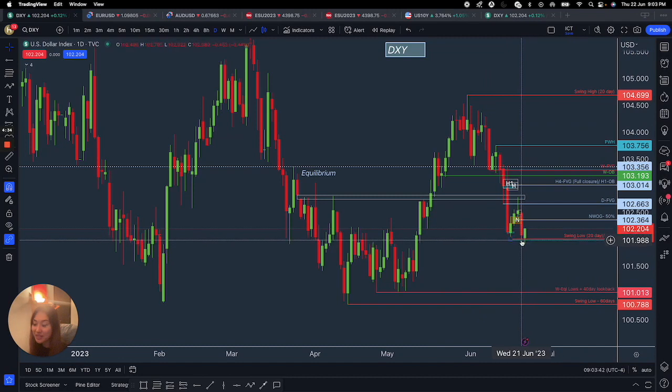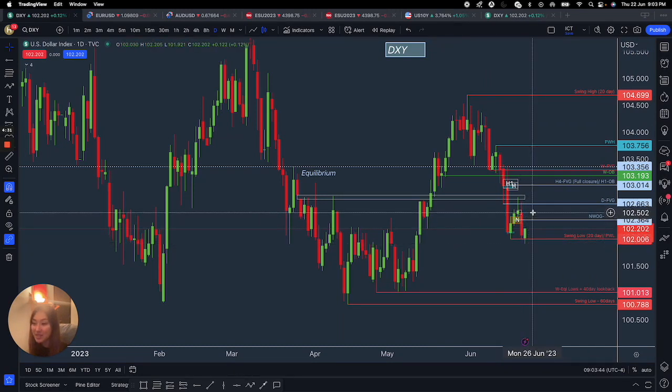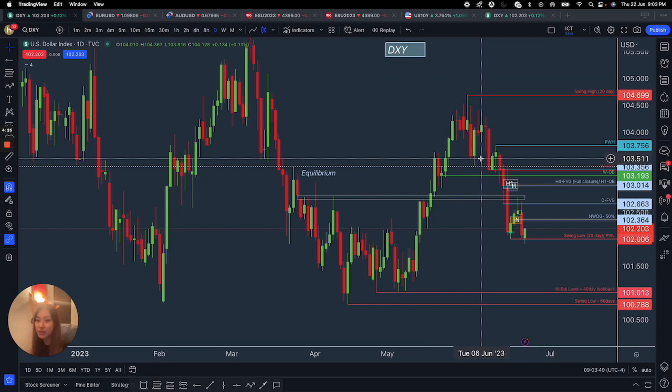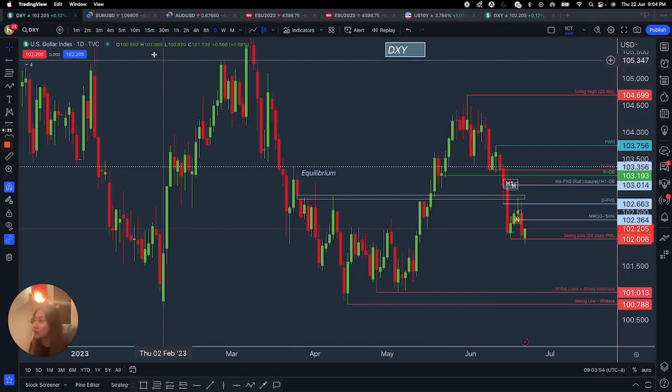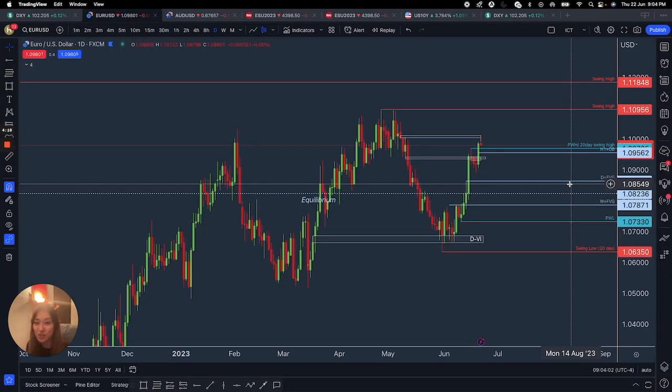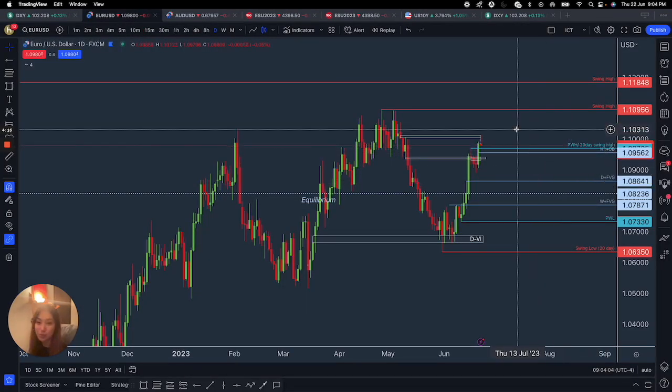So when something like this happens, price tends to reverse into higher prices, and this is on the daily time frame, which means if we were to go down into smaller time frames, we would be able to find a smaller move for us to scalp. So now, since we can't trade the DXY, I'm going into the Euro USD.